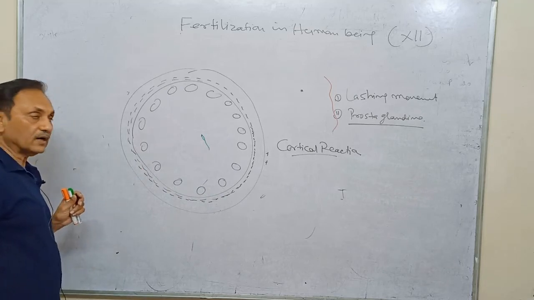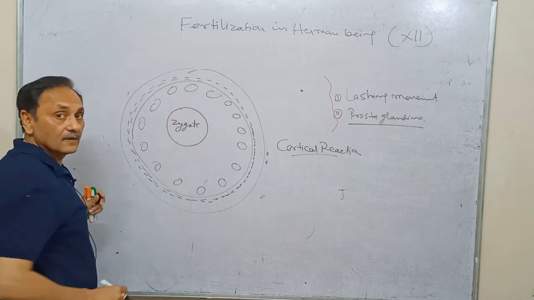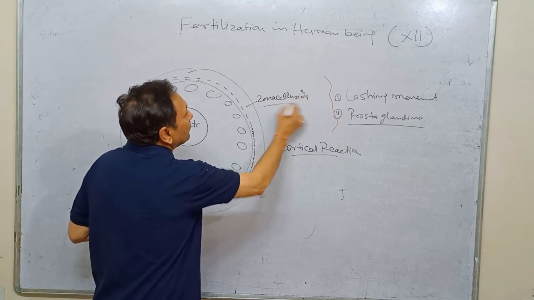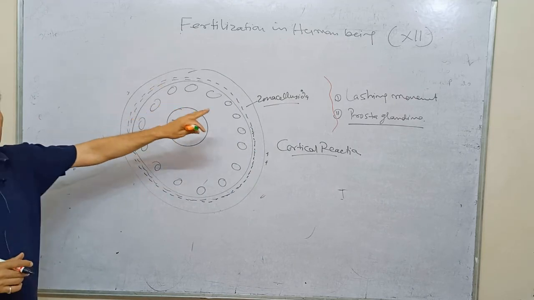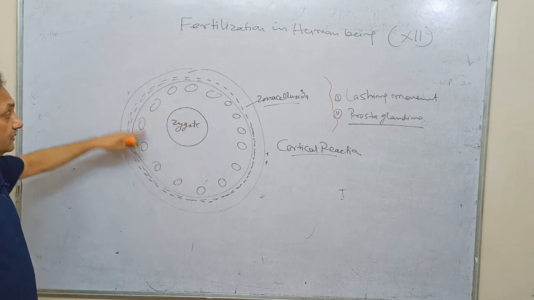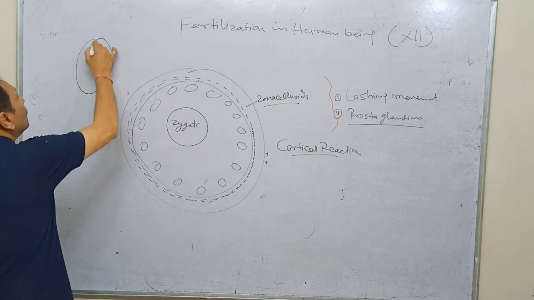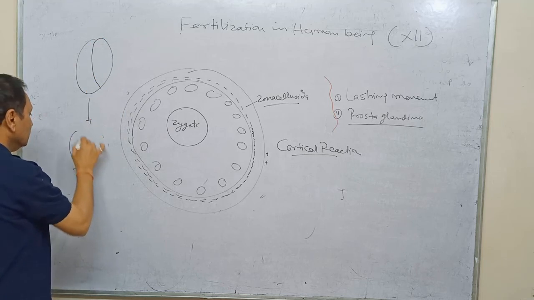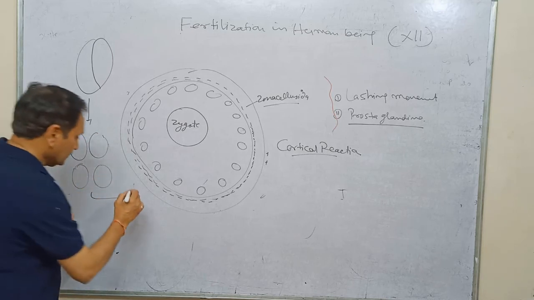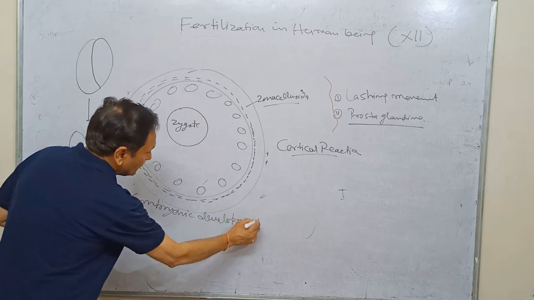Now, after that, what happens? The two nuclei become fused to form a zygote. But the zona pellucida is still present, because it has certain work at the time of implantation. Now after zygote formation, the cells start to divide: the 2-cell stage, then the 4-cell stage. Then what happens after that? We will discuss in the embryonic development in human being.